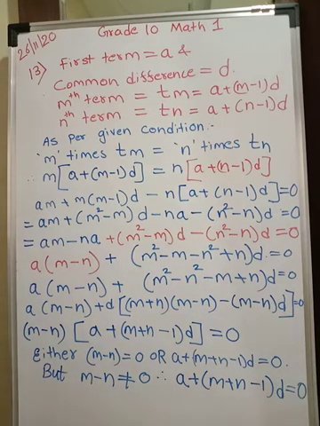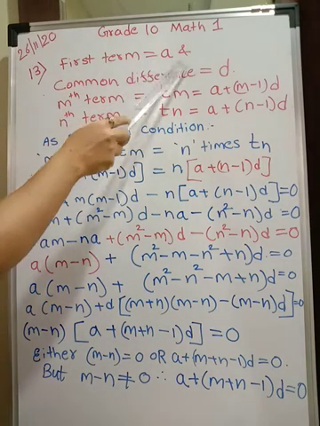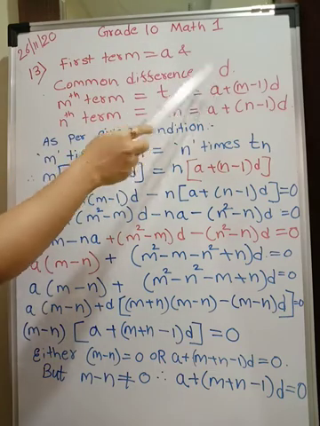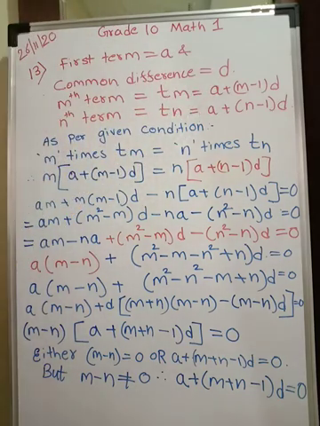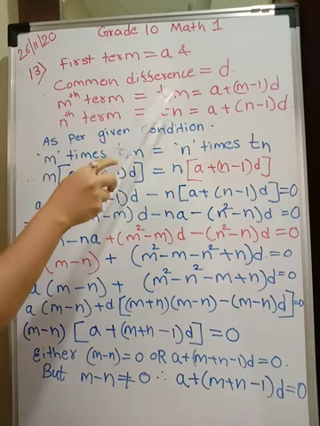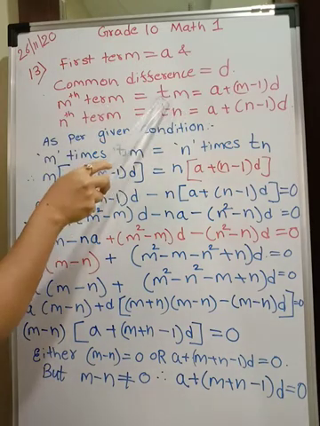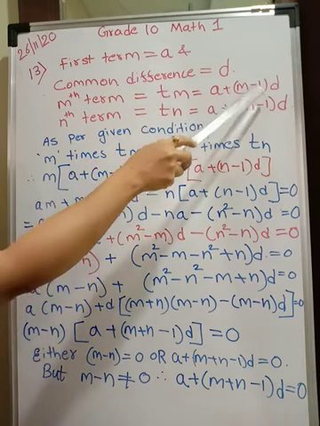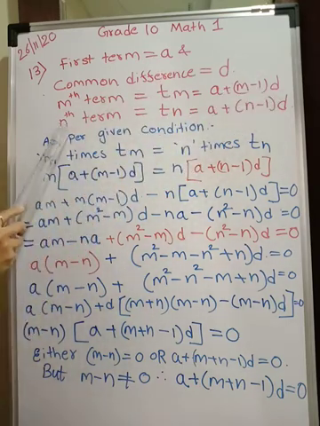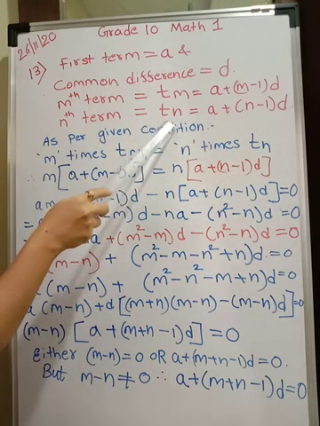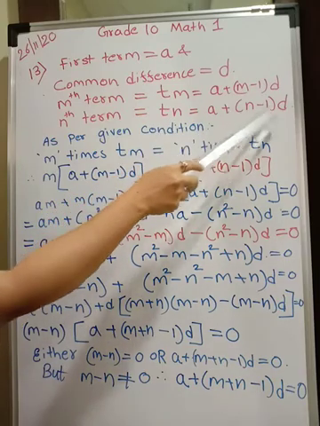So, before we look at what they have asked, let us assume the first term as A, as we do normally, and the common difference as D. Now, they are saying m times the mth term. What is the mth term? It is Tm, which is A plus m minus 1 into D. And what is the nth term? This we all know. Tn is A plus n minus 1 into D.